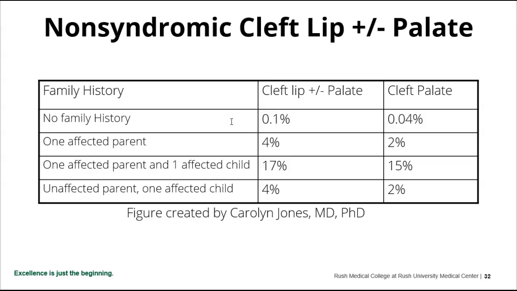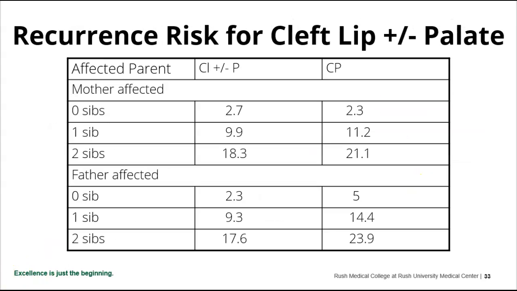If they came in to me and said, Dad had a cleft lip and palate, what's the risk that our baby will have a cleft lip and palate? It goes from 1 in 1,000 to 4%, to 4 in 100. Or if they say, Dad had a cleft lip and palate, and our first baby had a cleft lip and palate, what's the chance that this baby will have a cleft lip and palate? Now we're up to 17%. So most are sporadic, but in some families, we're getting closer and closer to Mendelian inheritance.